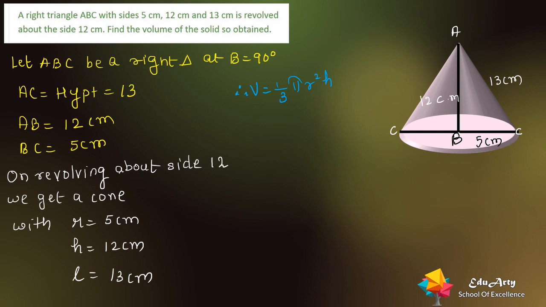Now here there is no way we can take it as 22/7, because nothing is cancelling. Correct? You see, we have 12, 5 and 13. None of these are divisible by 7, so there is no reason to take 22/7. 3.14 will increase the calculation, so I'm just going to keep it like this. And it is allowed according to CBSE to keep it like that.